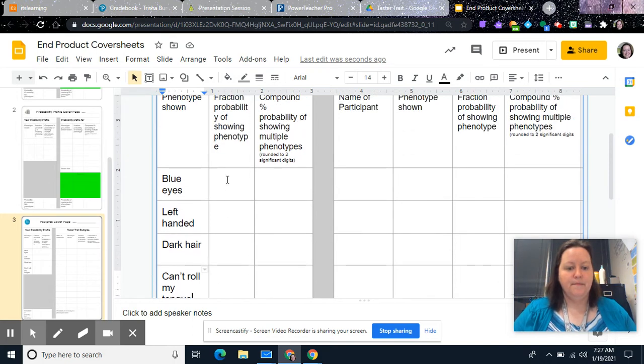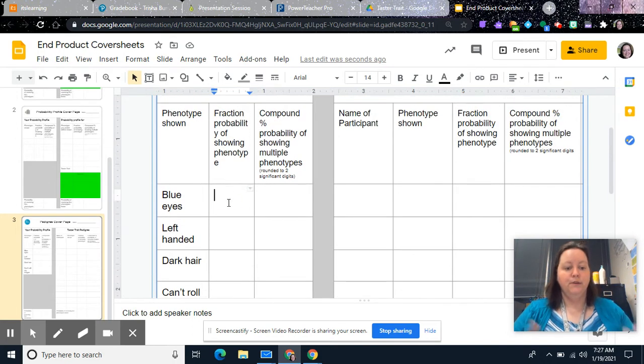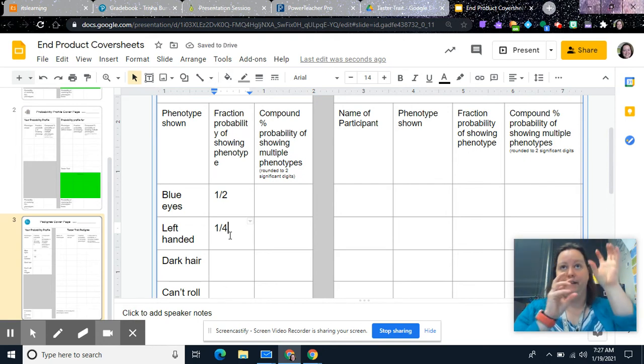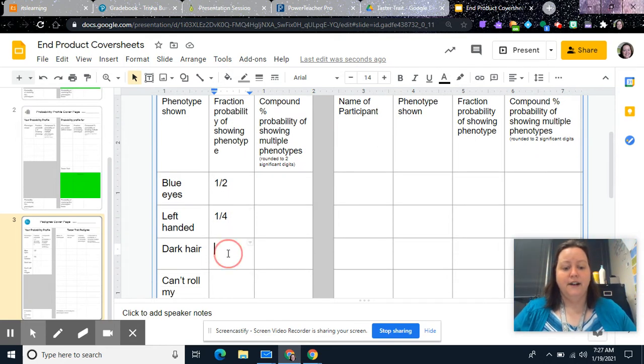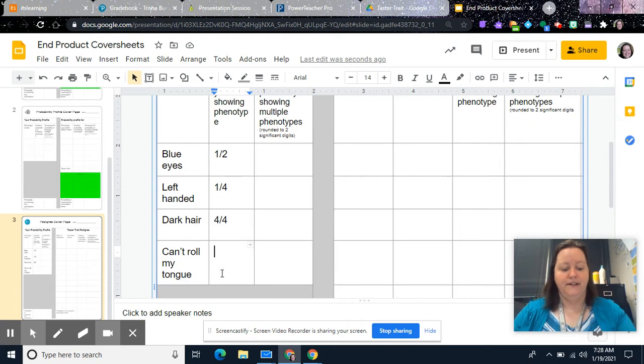So the probability of showing blue eyes: my mom was brown-eyed, my dad was blue-eyed, and so I'm going to say it was a 1/2 probability that I had blue eyes. Left-handed, I'm going to say it was a 1/4 because I think both of my parents were right-handed, so they both would have had to have been heterozygous for that to happen. Dark hair, they both had dark hair, so I'm going to say it was 4 out of 4, or 1. And I can't roll my tongue, let's say it was a 3/4 probability.